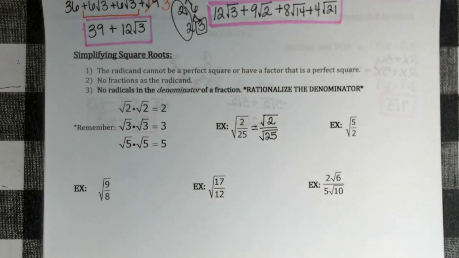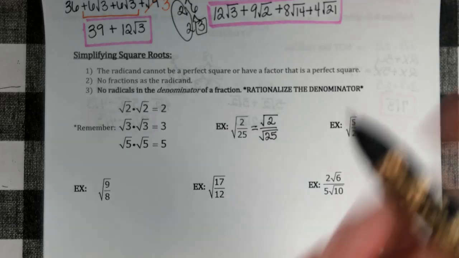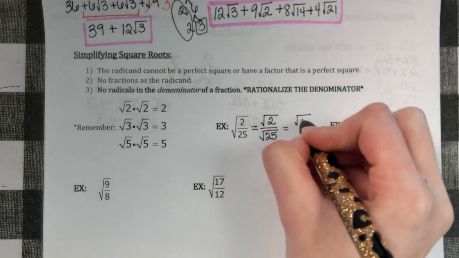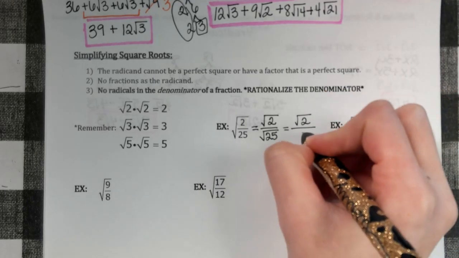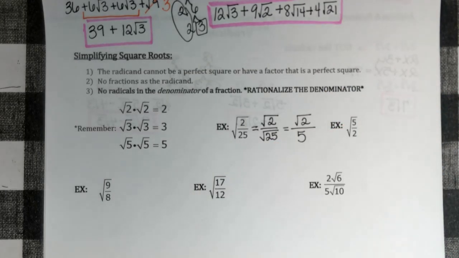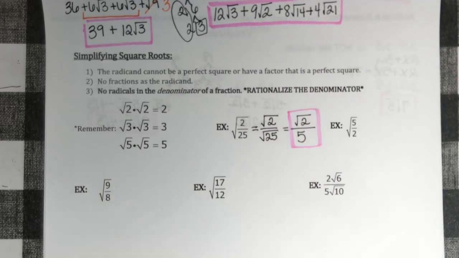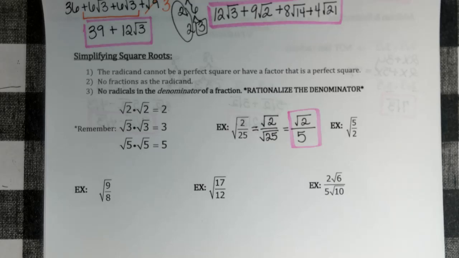And then I check for perfect squares. I can't do anything with the square root of 2, but I can take the square root of 25, and that is 5. Now, once you do that, the only thing to check for is if you have a radical in the denominator, which I do not, because it's a perfect square, so that's all I have to do. But they're not all going to be like that. You might have one.